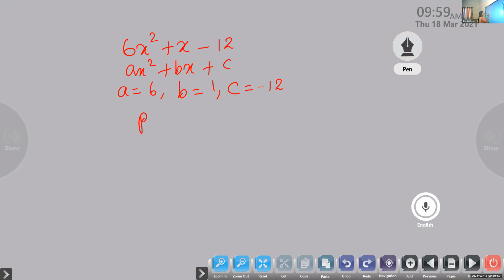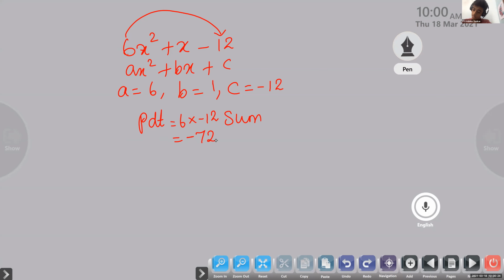What is the product here? Adidev, give the product. Is it 12? How do you find the negative product? 6 into minus 12. The coefficient of x square with the constant. So 6 into minus 12, that is negative 72. Is it clear, children? How to find the product? Coefficient of x square into the constant term.